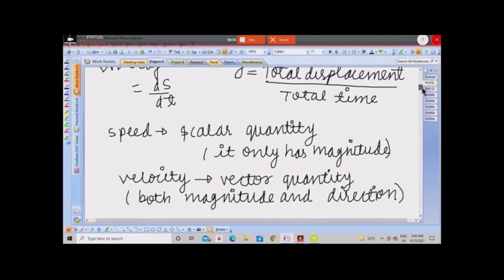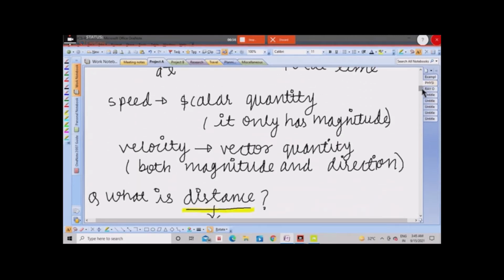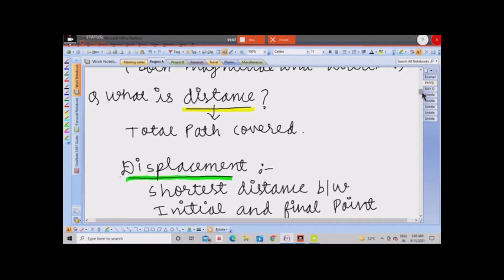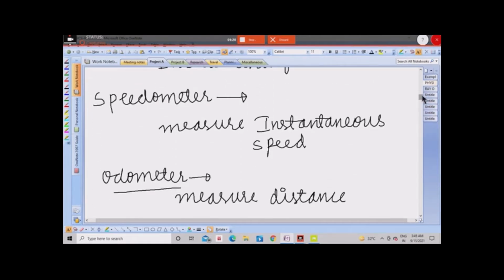So here speed is a scalar quantity. Scalar means it only has a magnitude. Velocity is a vector quantity, means it has both magnitude and direction. So now let's see what is distance. Distance is the total path covered, and displacement is the shortest distance between initial and final position. Now speedometer is an instrument through which we can measure instantaneous speed, and odometer is also an instrument through which we can measure distance.